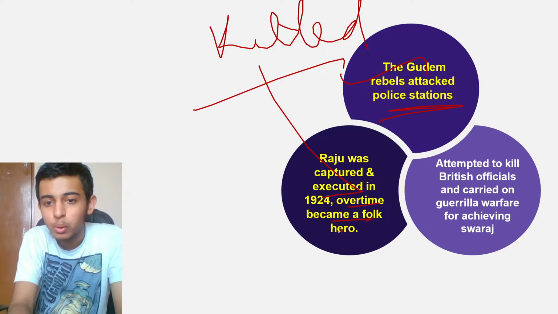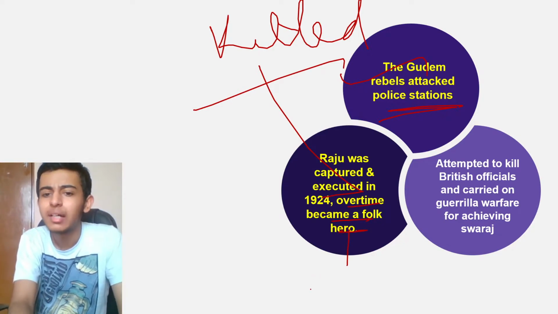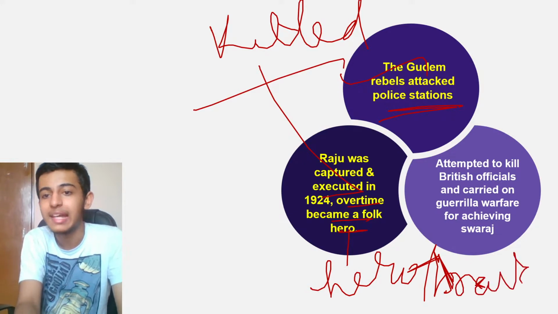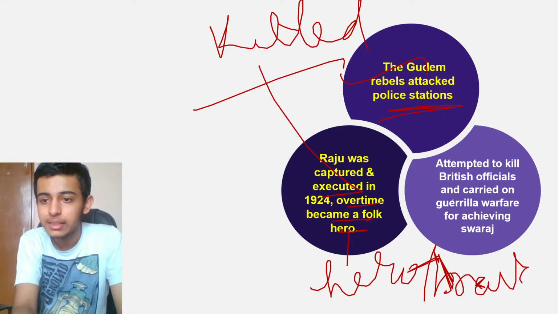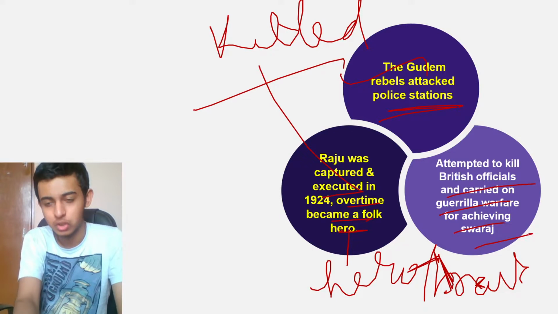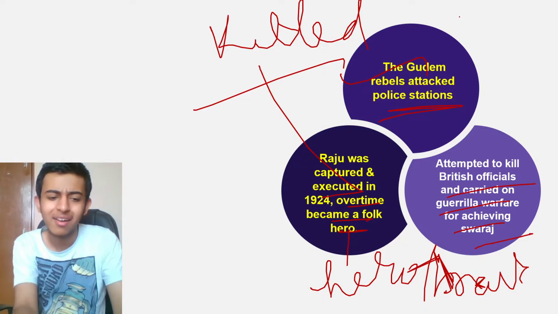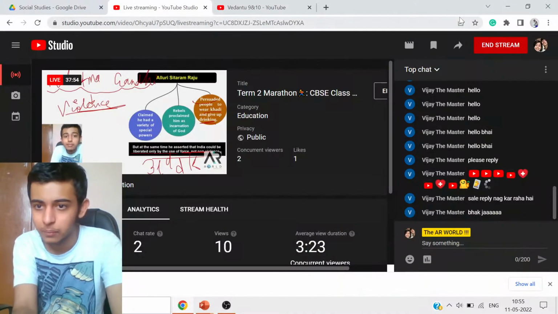Over time became a folk hero. Folk hero मतलब उस टाइम का एक हीरो, brave person, ठीक है, of that particular area. Attempted to kill British officers and carried on guerrilla warfare for achieving Swaraj. Guerrilla warfare is mara mari, you can say, लोगों को मारना, right? So all this is guerrilla warfare.